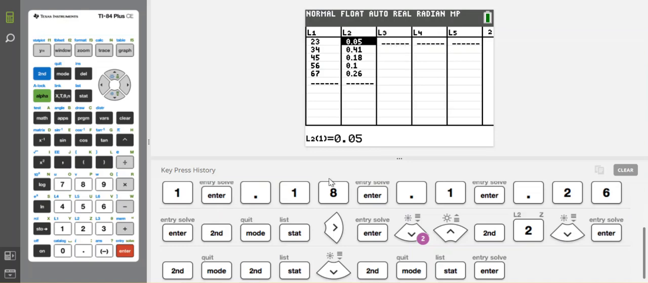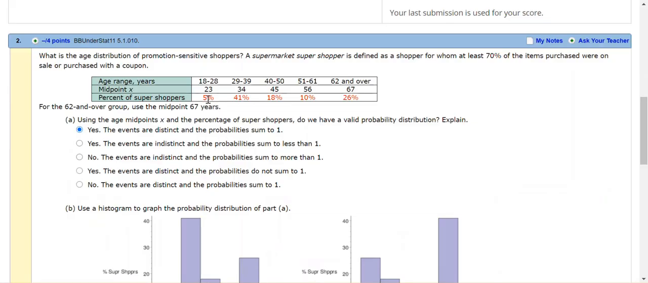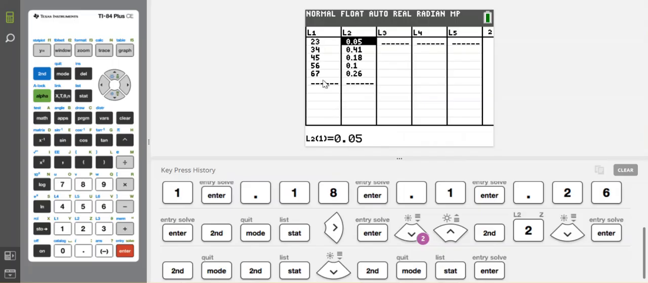In list 2, I put the probabilities that were given to me. Now notice I didn't put them as a percentage, I wrote them in decimal form. So 5%, 41%, 18%, 10%, 26% in decimal form. So in L1, I put the value X I was given, the midpoint value, and in L2, I put the corresponding probabilities.